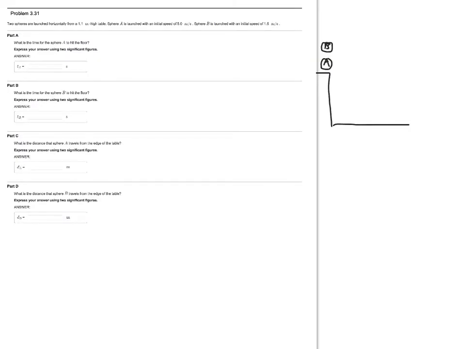Moving on to this next one, we have a situation where two spheres are launched from the top of a table. The table is 1.1 meters tall. We know that the one sphere, sphere A, is launched with an initial speed of 5 meters per second, while sphere B is launched with a speed of 1.5 meters per second. And they're both going to travel through the air and eventually hit the ground here. We should note that both spheres are launched horizontally. That is going to be a key thing here. So the first question is what is the time it takes for sphere A to hit the floor?